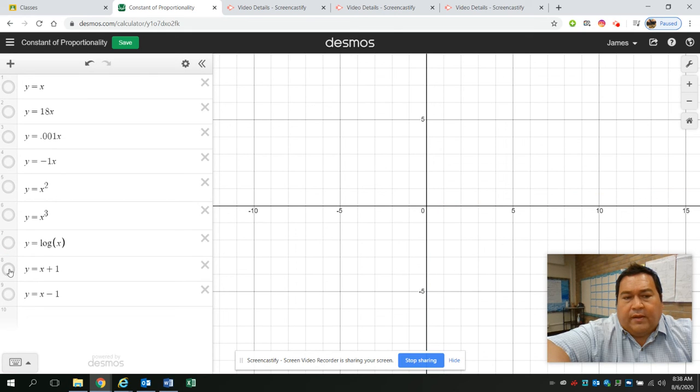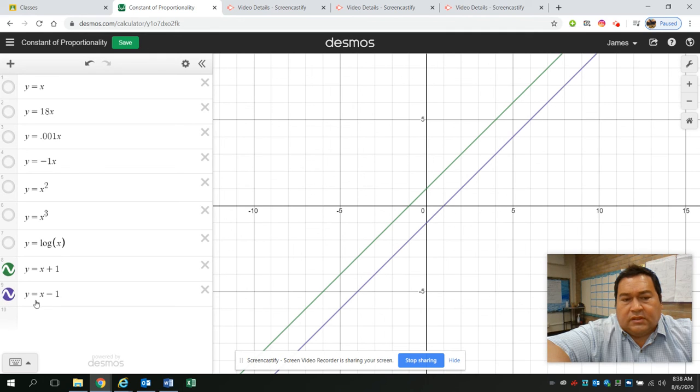What about when we have y equals x plus 1? Okay, no, it does not pass through the origin. It is linear, but it doesn't pass through the origin. What about when y equals x minus 1? Again, it is linear, but it doesn't pass through the origin.